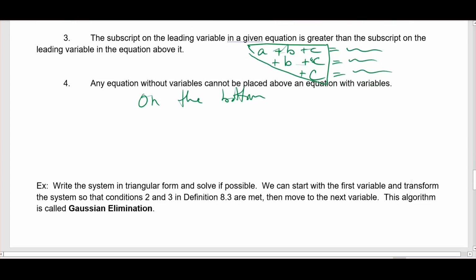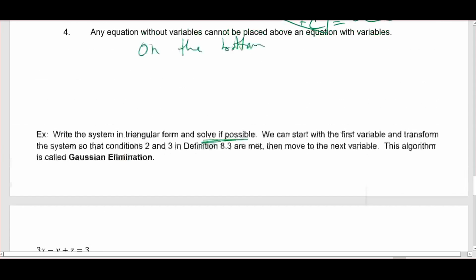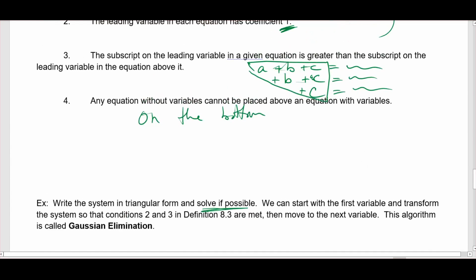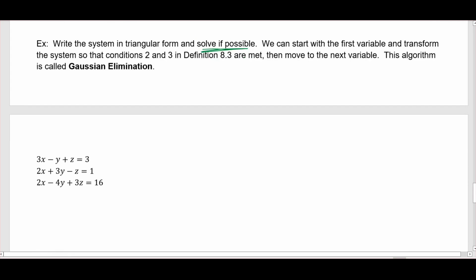Okay, so let's actually do this. We want to write this system below in triangular form and solve if possible. Something that I didn't say here is the beauty of this triangular form: in that bottom row, we're just going to have c equals some number. There it is. C is some number. And then we can substitute back into the others to find the other variables. So let's look at this with an example.